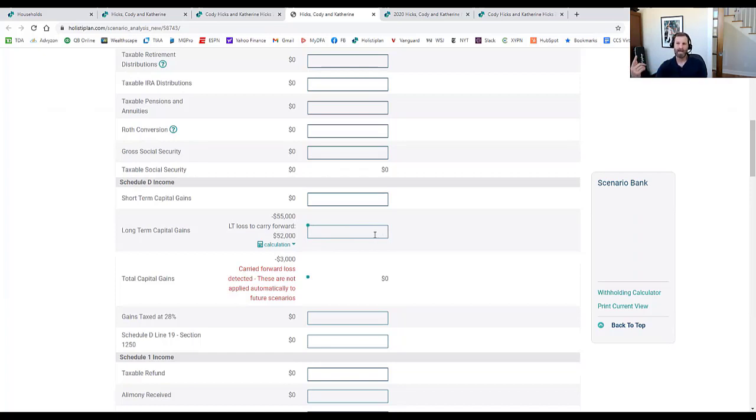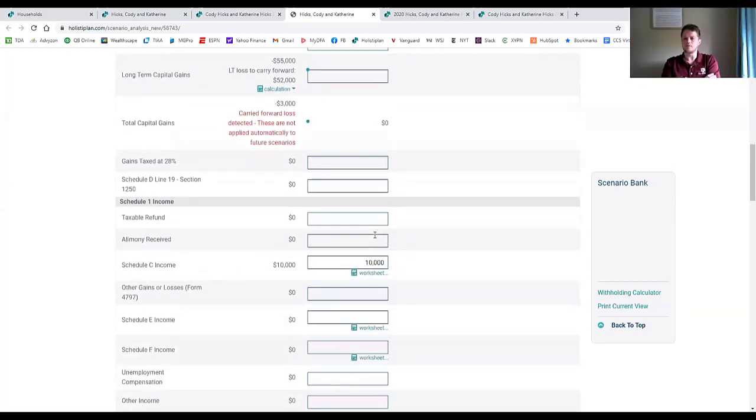But knowing that might allow me to say, okay, well, if I do a long-term capital gain sale of even $50,000, I can do that, and it's really not going to matter from a tax point of view, right? Because I've got this $52,000 sponge of a loss that's going to soak up a $50,000 long-term capital gain.